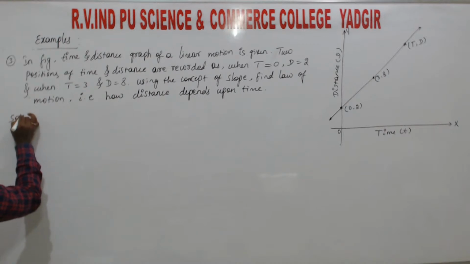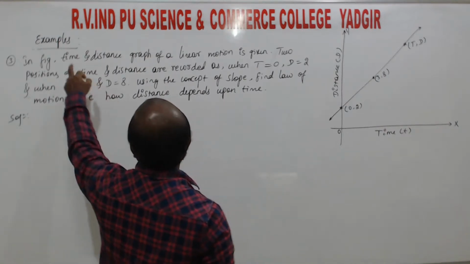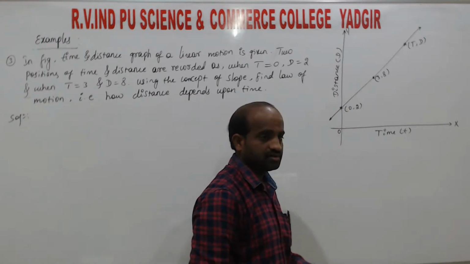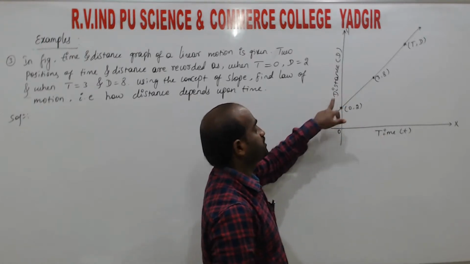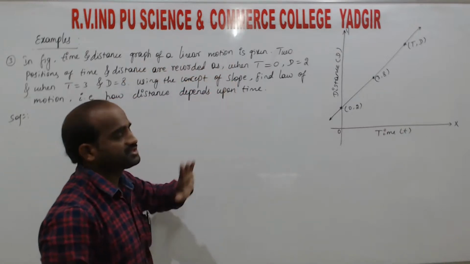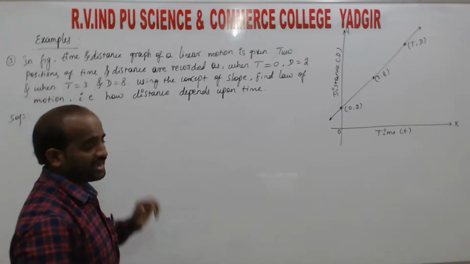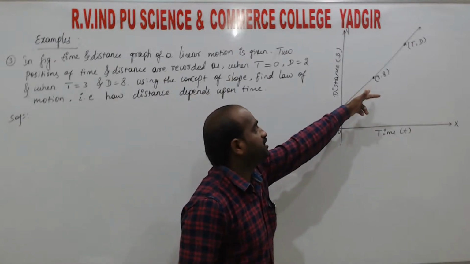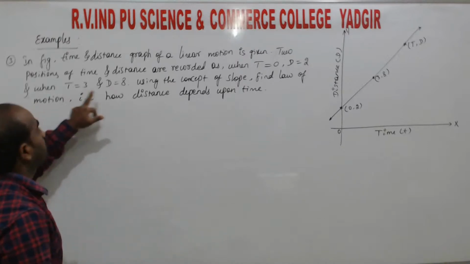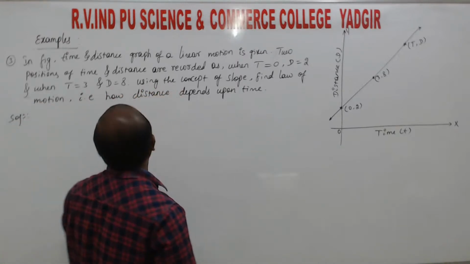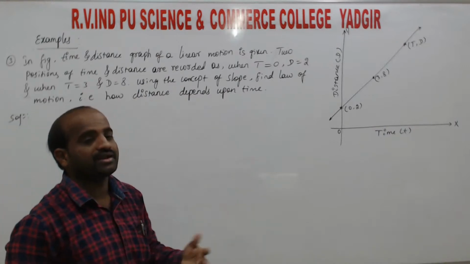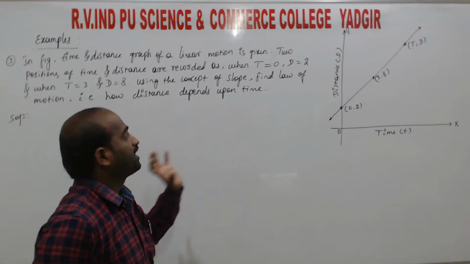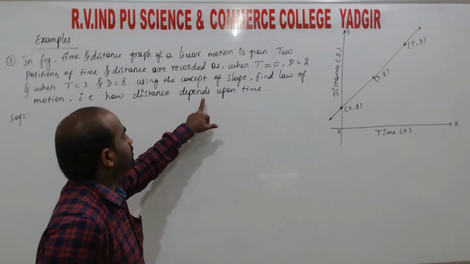Solution. The diagram is already given. In the figure, time means x-axis and distance means y-axis. The graph of a linear motion is given. Two positions of time and distance are recorded: when t is 0, d equals 2, and when t equals 3, d equals 8. Using the concept of slope, find the law of motion, that is, how distance depends upon time.